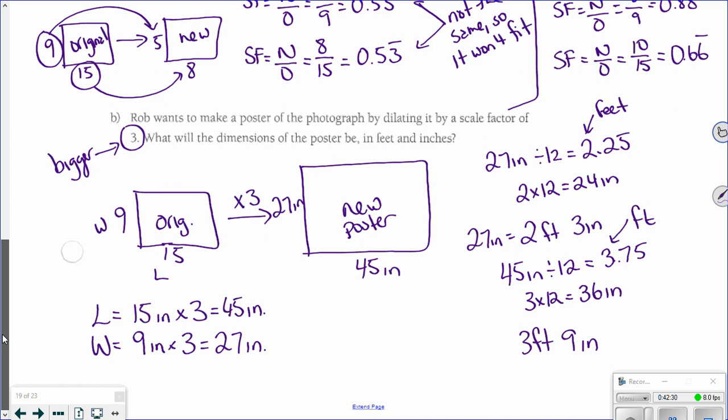When we get into the measurement unit, which was section or chapter 2 that we've skipped over so far, we're going to do more of this conversion. So don't worry too much if this conversion is not making sense right now. But we got 2 feet, 3 inches by 3 feet, 9 inches.